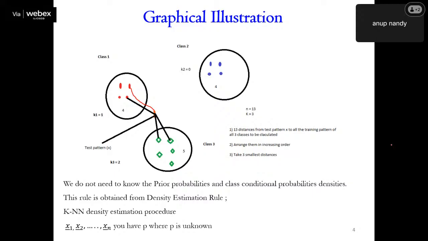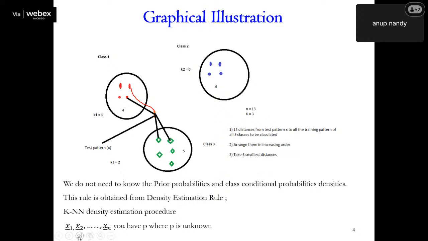But there is some mathematical way to understand the k nearest neighbor rule through the k nearest neighbor density estimation procedure. This k nearest neighbor density estimation procedure was discovered in 1965 by Loftsgaarden. They proposed that the k nearest neighbor rule can be derived from the k nearest neighbor density estimation procedure. So what is the k nearest neighbor density estimation procedure?